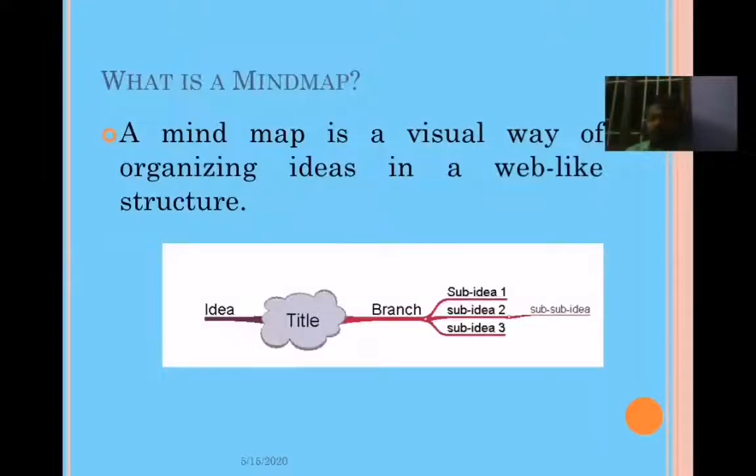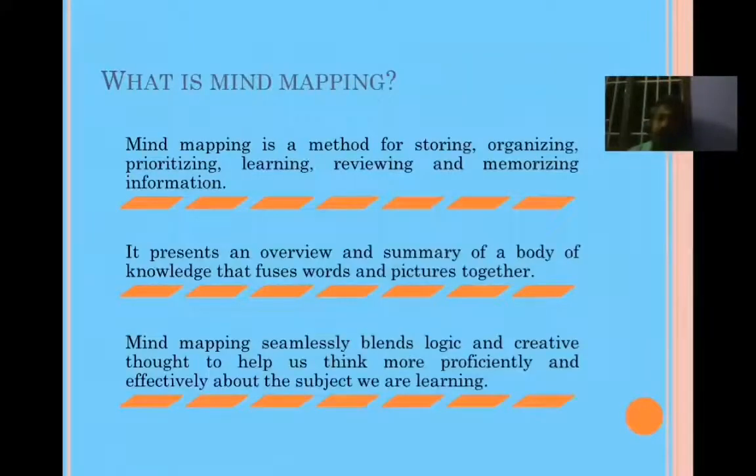What is a mind map? To be very frank, a mind map is a visual way of organizing ideas. You have some ideas, there's some content, you want to deliver the content. How to deliver the content? Not orally, not just by chalk and talk method, but in a visual way. Just like making the structure of a web, you're going to present your ideas.